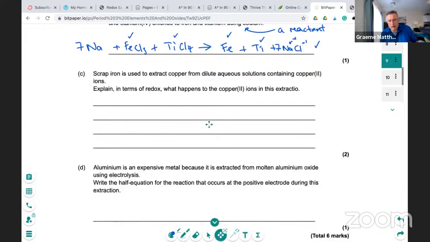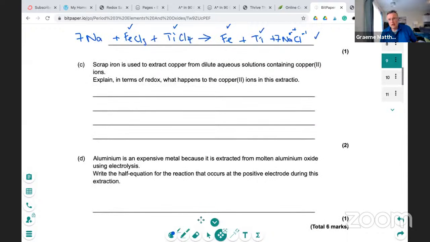So it says scrap iron is used to extract copper from aqueous solution containing copper 2 ions. All right, what happens to copper 2 ions in this extraction? All right, put the N back in, don't know where that went.